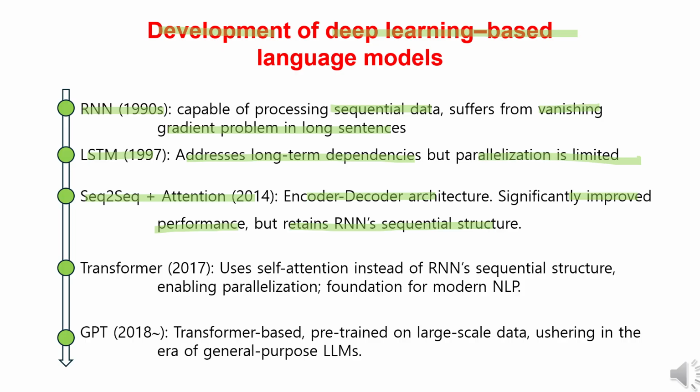In 2017, the transformer was proposed, enabling parallel computation through self-attention and becoming the foundation of modern natural language processing. Building on this, GPT leveraged large-scale pre-training and ushered in the era of general-purpose large language models.